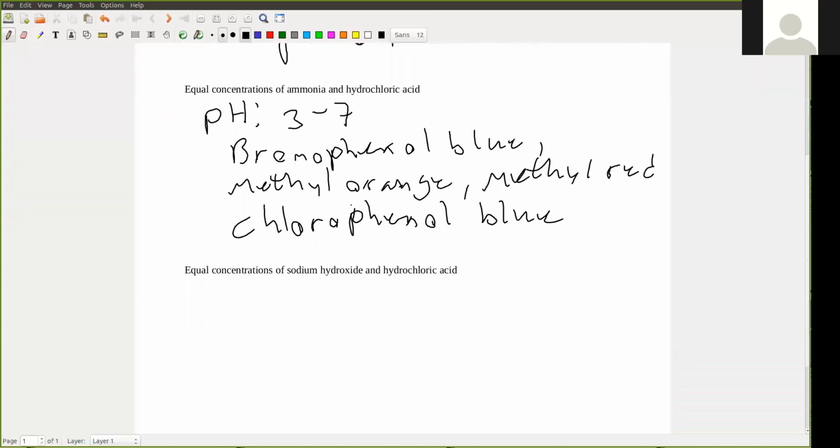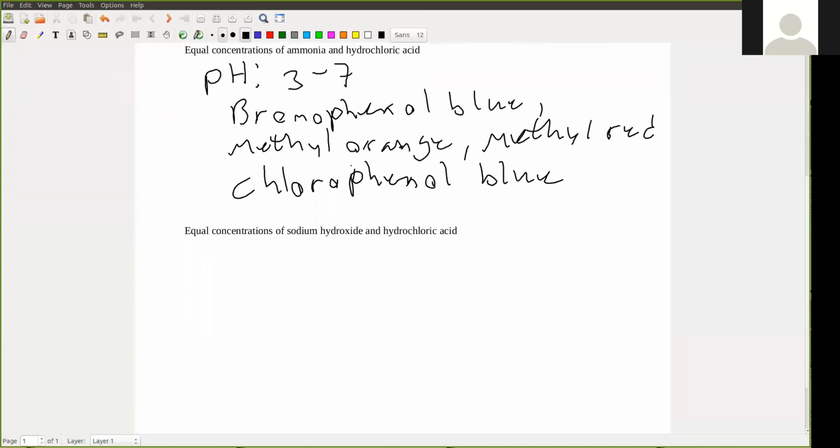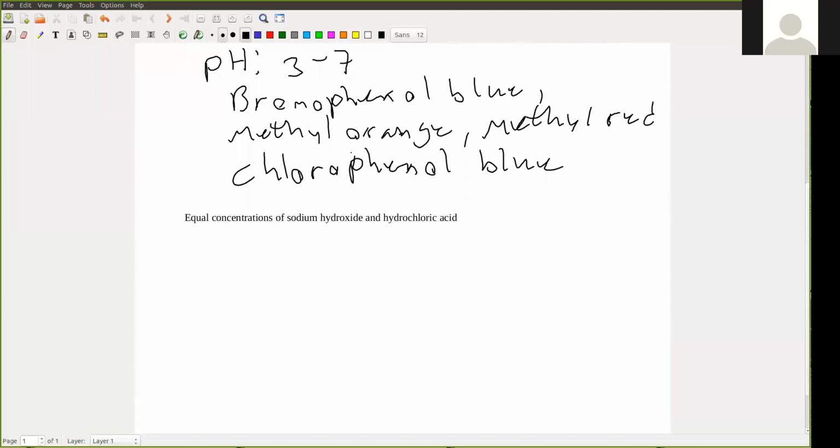Now, for the last one, we have equal concentrations of sodium hydroxide and hydrochloric acid. So this is a strong acid and a strong base. So it's going to span quite a long range for its pH. So it's going to jump from 4 to 10 very quickly. And so there are quite a few indicators that you could use, but some that you would not. Like you would not use thymol blue, but actually let's just focus on the ones that you can use.